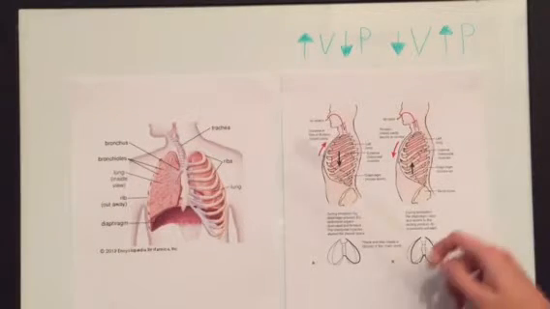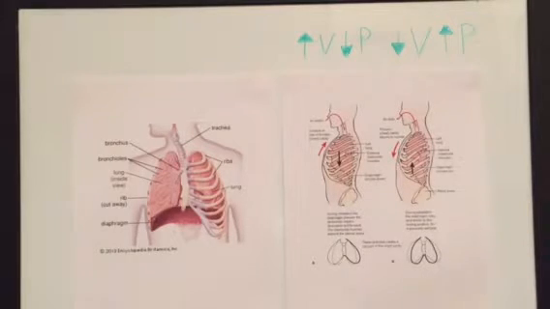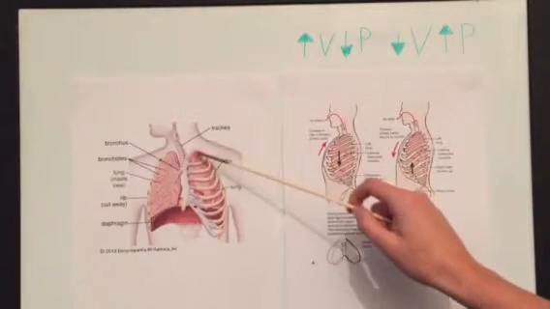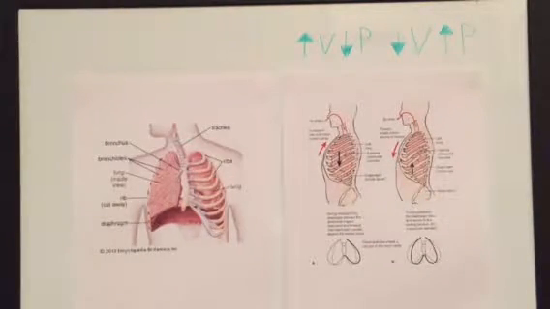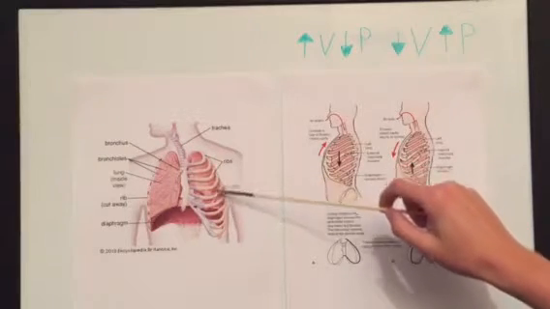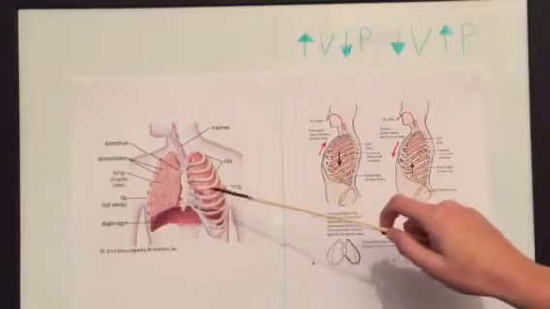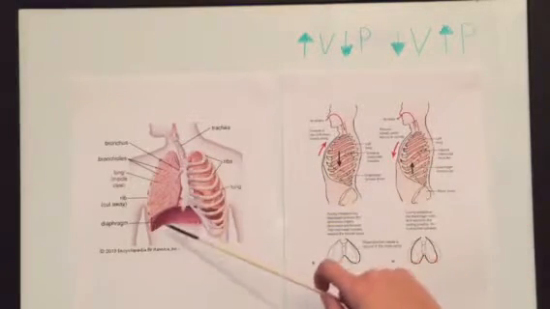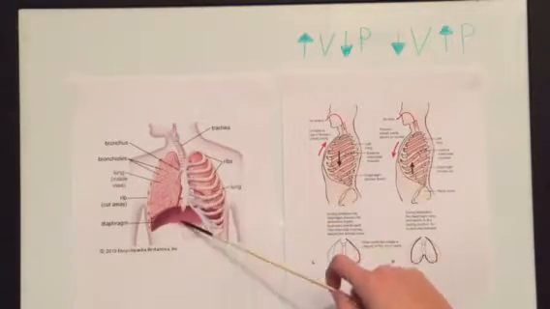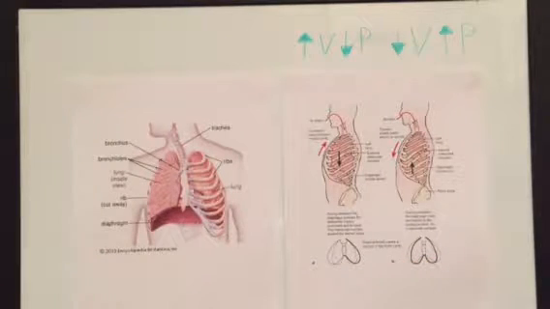So here we have the nose and the mouth, the windpipe, which is also known as the trachea. We have the ribs, the lungs, and then down here we have this dome-shaped muscle that's known as the diaphragm.